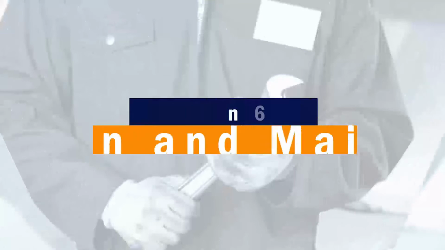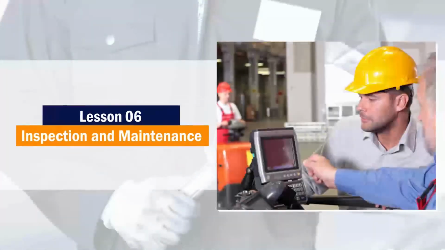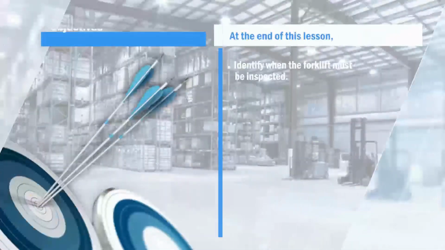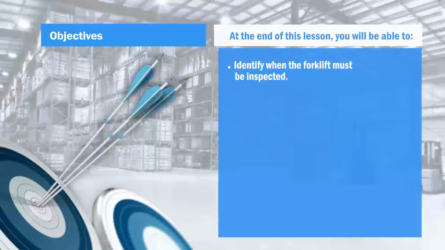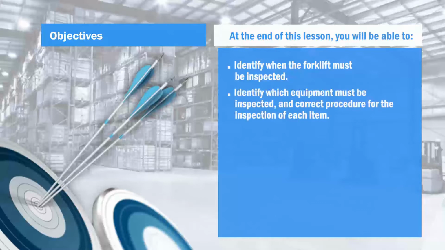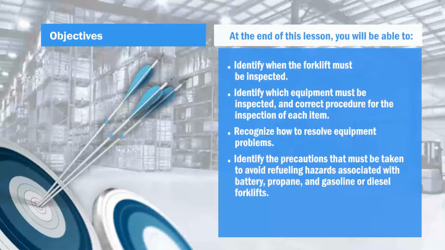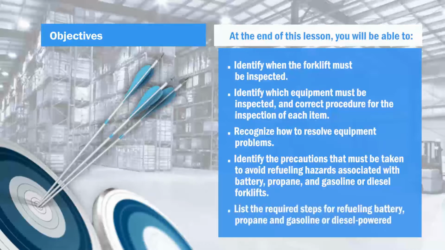Lesson 6. Inspection and Maintenance. At the end of this lesson, you will be able to identify when the forklift must be inspected, identify which equipment must be inspected, and the correct procedure for the inspection of each item. Recognize how to resolve equipment problems. Identify the precautions that must be taken to avoid refueling hazards associated with battery, propane, and gasoline or diesel forklifts. List the required steps for refueling battery, propane, and gasoline or diesel-powered forklifts.